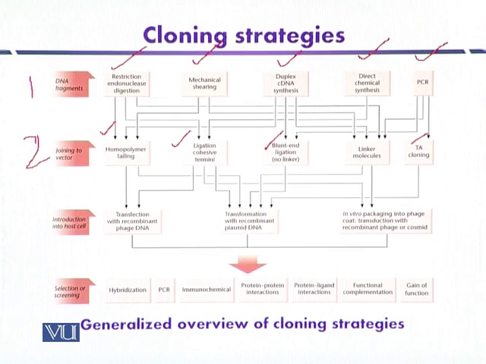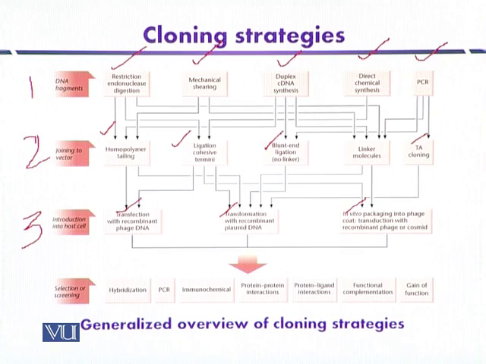In the third step, in the basic cloning, it is introduction into a suitable cloning host. So here the phage DNA can be used to infect a suitable host organism, and then the plasmid can be used to transform our recombinant vector into a suitable host organism, and then in vitro packaging can be used, like cosmids can be used to infect a suitable host organism.